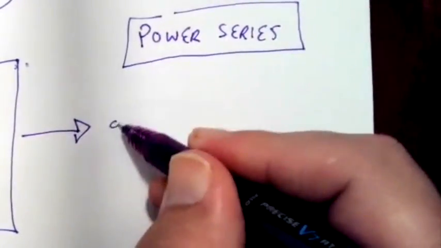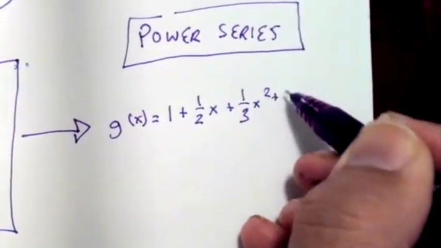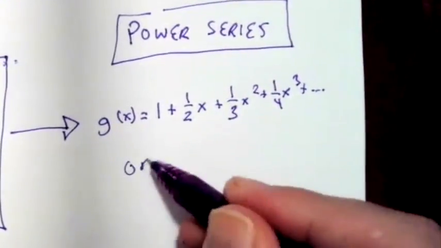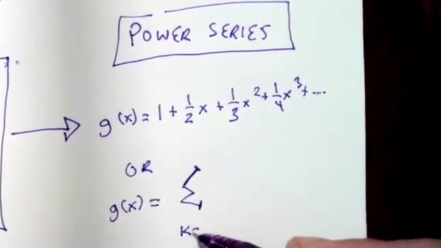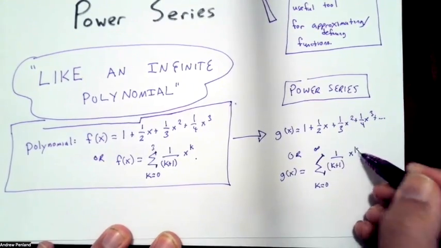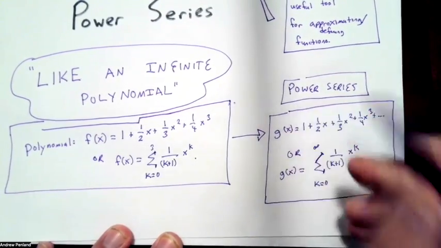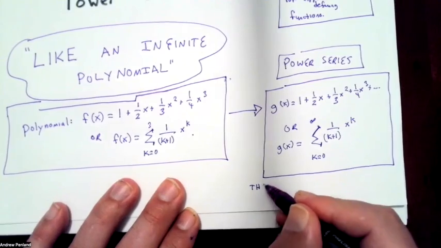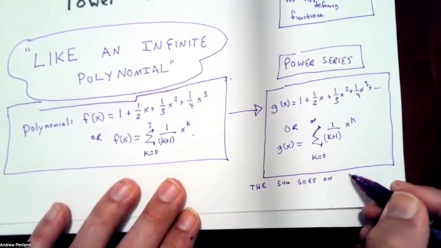A power series would be the same idea, but we just wouldn't stop at x cubed. We would keep going with this pattern. And so we would have 1 plus 1/2 x plus 1/3 x squared plus 1/4 x cubed plus ... The next term would be 1/5 x to the fourth and then 1/6 x to the fifth, but this never stops. So we have to use summation notation here. We'd write g of x is equal to the sum from k equals 0 to infinity of 1 over k plus 1 times x to the k. And the sum goes on forever, and the party never ends.